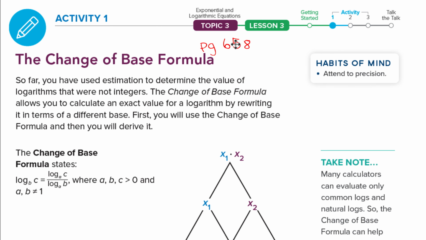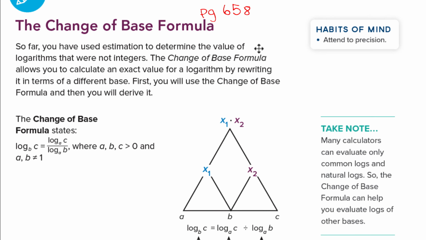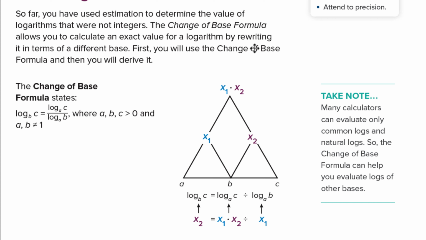Now we're going to learn the change of base formula, which honestly is becoming a little bit obsolete. We're on page 658 now. This is becoming obsolete because we have calculators that will do a lot of this math for us. But there was a time when we didn't. So I'm going to show you some examples here. Here's the change of base formula. It states that the log base b of c is equal to log base a of c over log base a of b. So let me show you what that means.